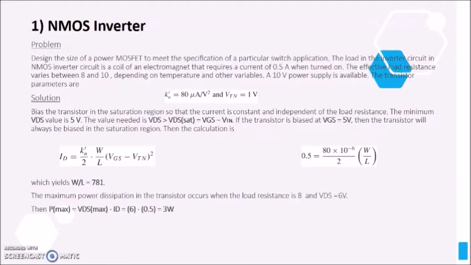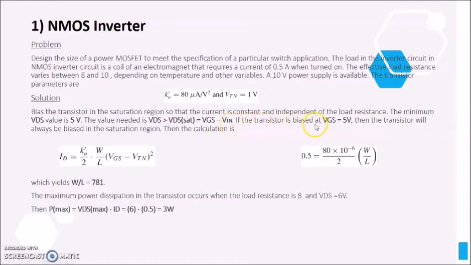The transistor parameters are K'n equal to 80 microamperes per volt squared and Vtn equal to 1 volt. To solve this kind of problem, bias the transistor in the saturation region so that the current is constant and independent of the load resistance. The minimum VDS value is 5 V. The value needed is VDS greater than VDS sat, equal to VGS minus Vtn.